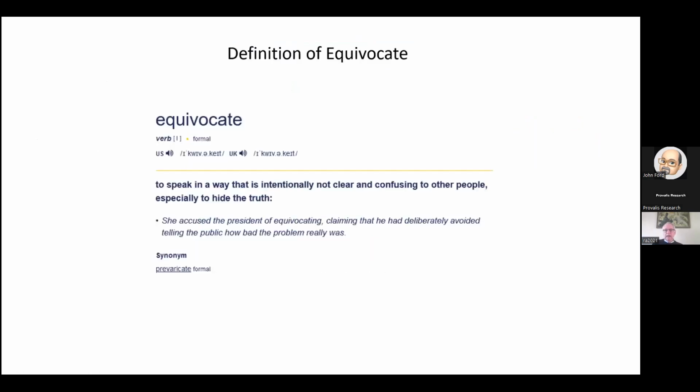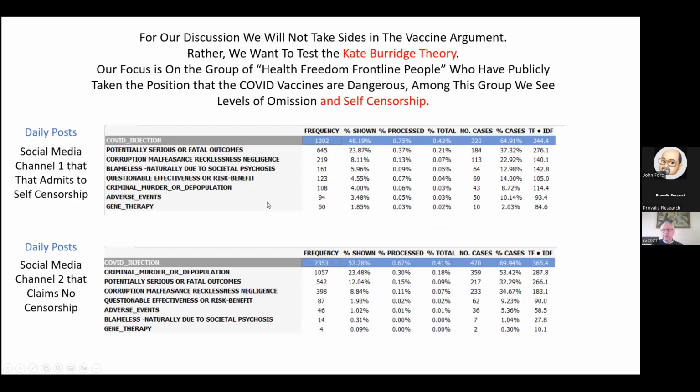And what I did was I said, okay, that's very close to what might be called equivocate or equivocation, to speak in a way that is intentionally not clear and confusing to other people, especially to hide the truth. Okay, so how can I show an example of this given the data set that I had? Well, I have a lot of information, and updated a bit of it since last year, on COVID, and in particular, the vaccines.